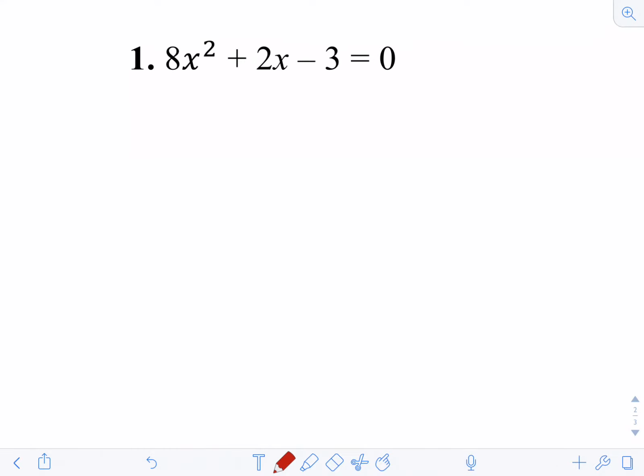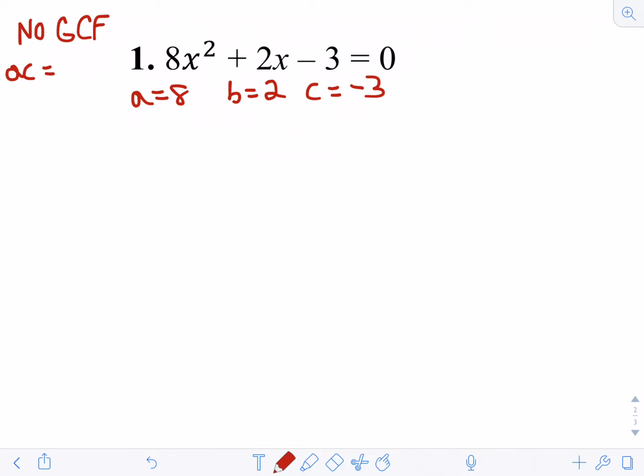You have 8x squared plus 2x minus 3 is equal to 0. First thing, just like we always do, see if there's a greatest common factor you can pull out. And there is no greatest common factor, so no GCF. Okay, next thing we're going to do is label our A, B, and C. So A is equal to 8, B is equal to 2, C is equal to negative 3. I'm going to do my AC method.